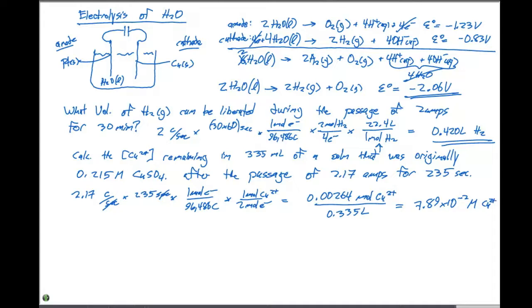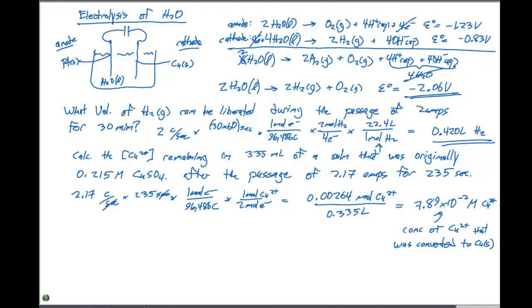Now let's think about what this value is right here. 7.89 times 10 to the minus 2 molar copper 2 plus is the concentration of copper 2 plus that was converted to copper solid. Is that what this question is asking us? It's not asking us that. It's asking us, what's the copper 2 plus solution remaining?